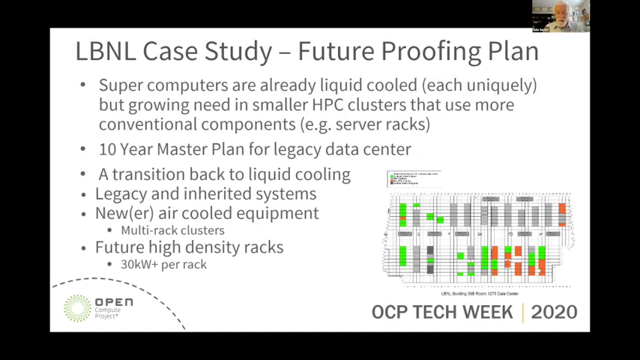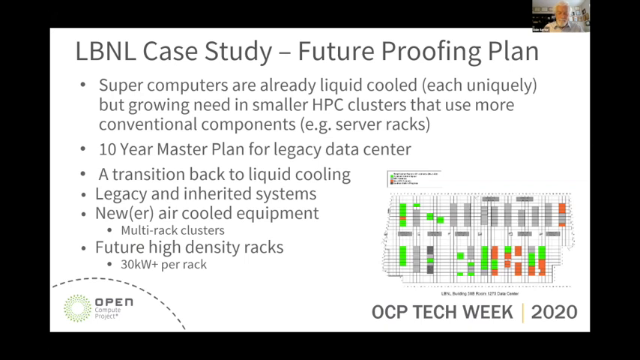So I want to talk about future proofing and an LBL case study. While I mentioned that supercomputers are already liquid cooled and each one is uniquely liquid cooled, there's a growing need at LBL and other companies and institutions for smaller high performance computing clusters that use more conventional components like server racks. So in our enterprise data center, we developed a 10-year master plan to look into the future, and the future definitely calls for liquid cooling.